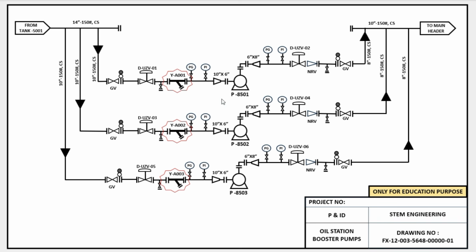You can read out the suction lines, which has an arrangement of isolation valve, spectacle blind, then the control valve, and then strainer, and then it goes to the pump suction. And all three suction lines come from the common piping header.